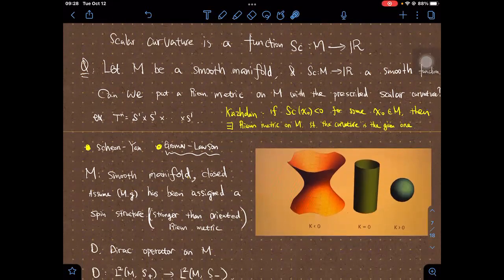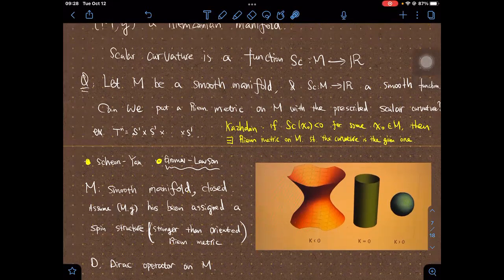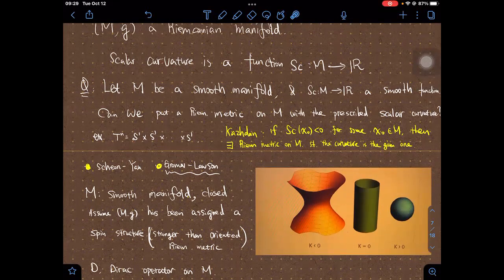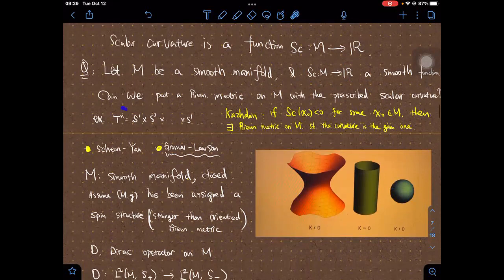For example, if the scalar curvature is smaller than 0, locally it might look like this. If it is equal to 0, locally it's like a cylinder. If it's bigger than 0, locally it's like a sphere. So even though you only know the sign of the scalar curvature, you actually know quite a lot about the manifold. Okay, so the question is, if you have a smooth manifold and you are given a smooth function, can we put a Riemannian metric on M with the prescribed scalar curvature? A very simple example is the n-torus.